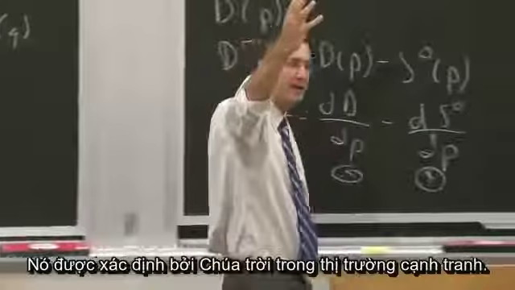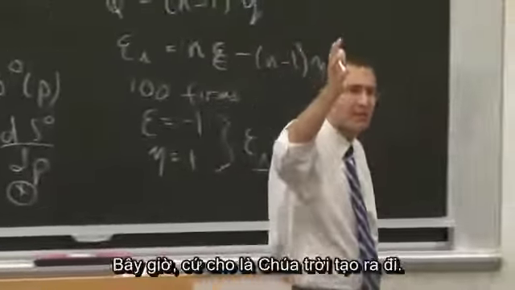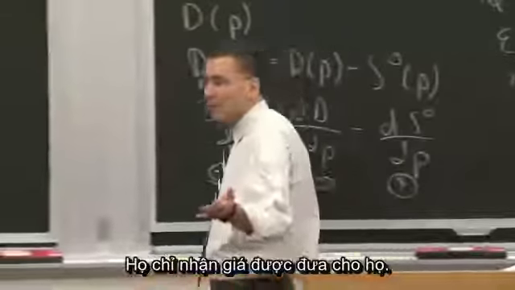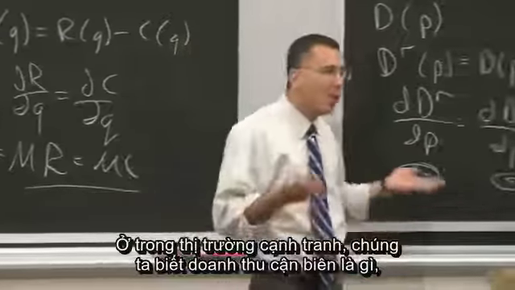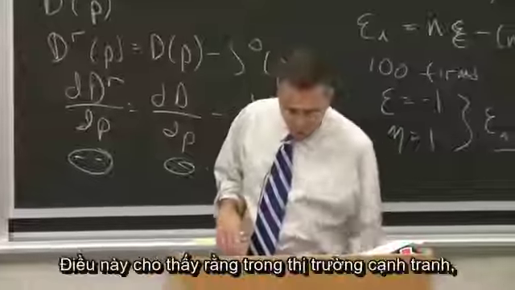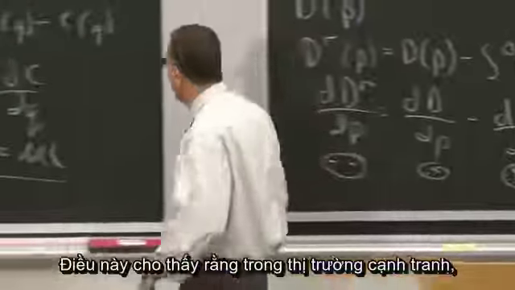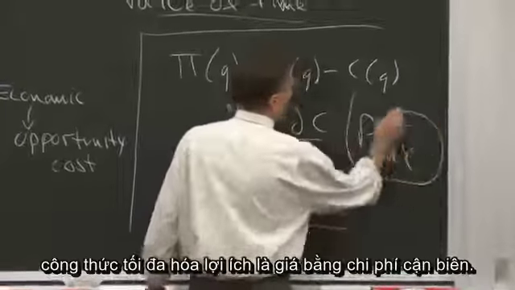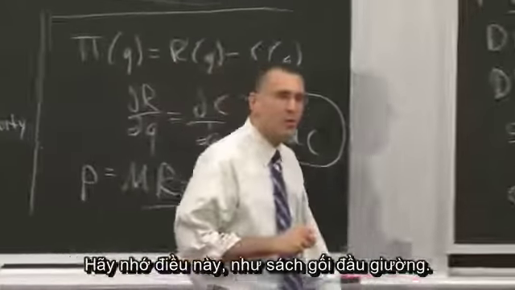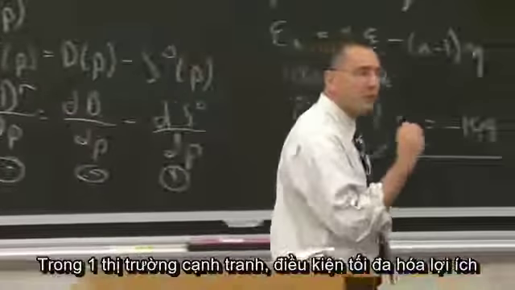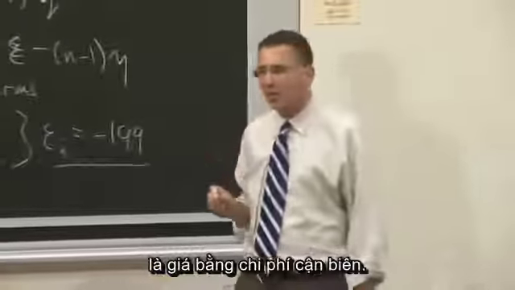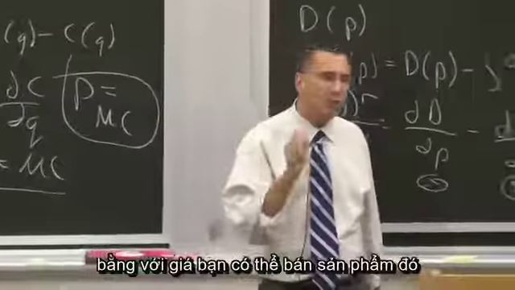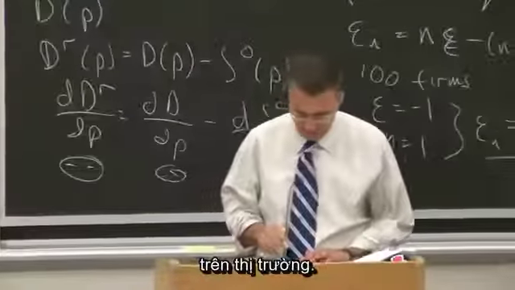It comes from God in the competitive market. We'll talk later about where it comes from, but for now, let's consider it God. Okay? They're price takers. They just get some price handed to them. Okay? So in a competitive market, we know what marginal revenue is, its price. So what this says is that in a competitive market, the profit maximizing equation is price equals marginal cost. Memorize it, put it under your pillow. Okay? In a competitive market, price equals marginal cost is the profit maximizing condition. You will produce until the marginal cost of producing the next unit is equal to the price you can sell that unit for in the market.